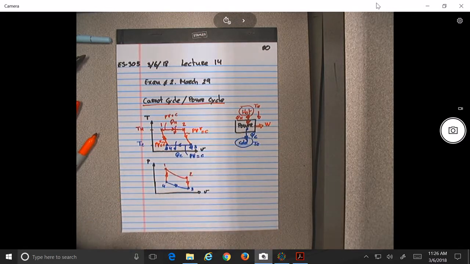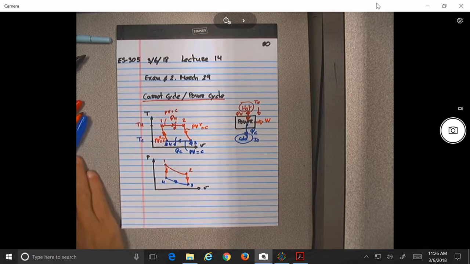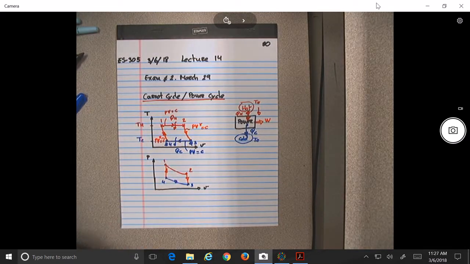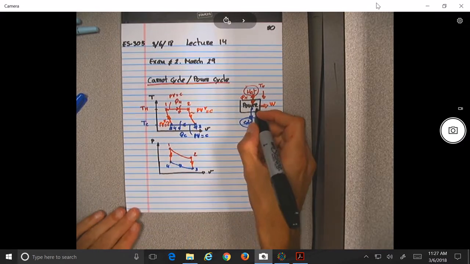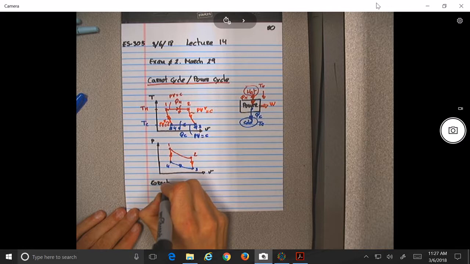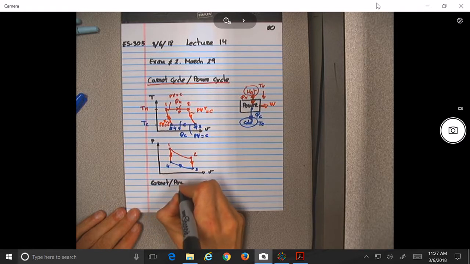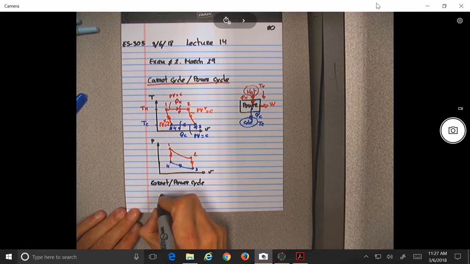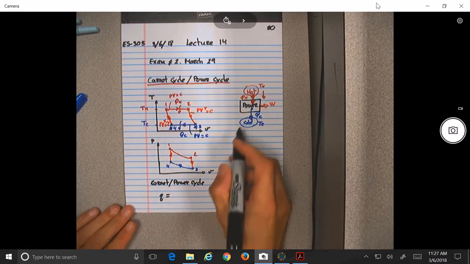PV equal to constant. All right, so what is the efficiency for the Carnot slash power cycle? What is the expression for the efficiency from that figure?